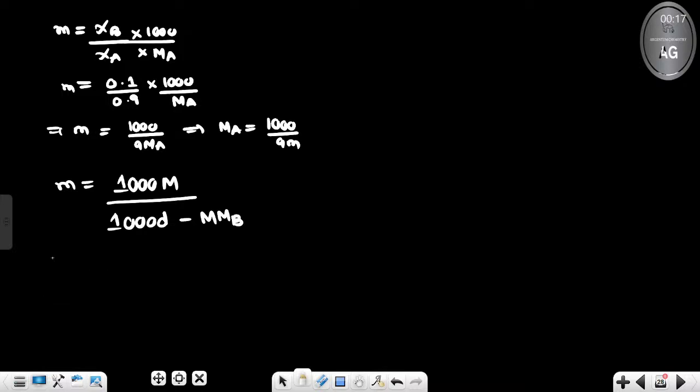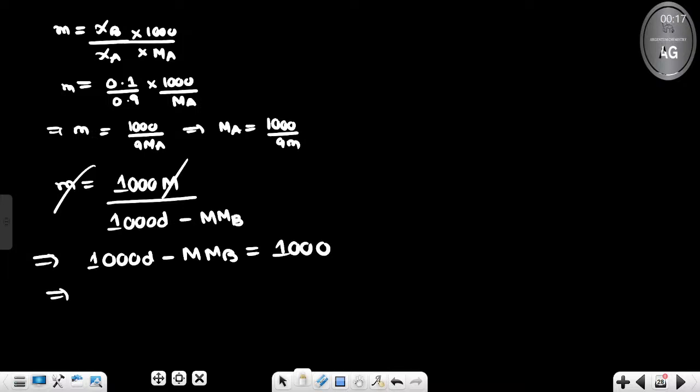So m equals 1000 M divided by this. Now can I cancel the m and M? Because in the question it is told that at 298 Kelvin, molarity is equal to molality. So we can just cut it off. So it becomes 1000 d minus M Mb equal to 1000.